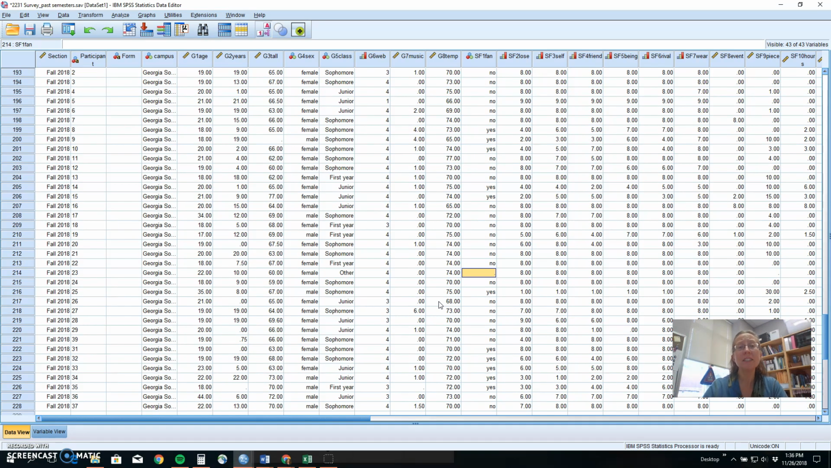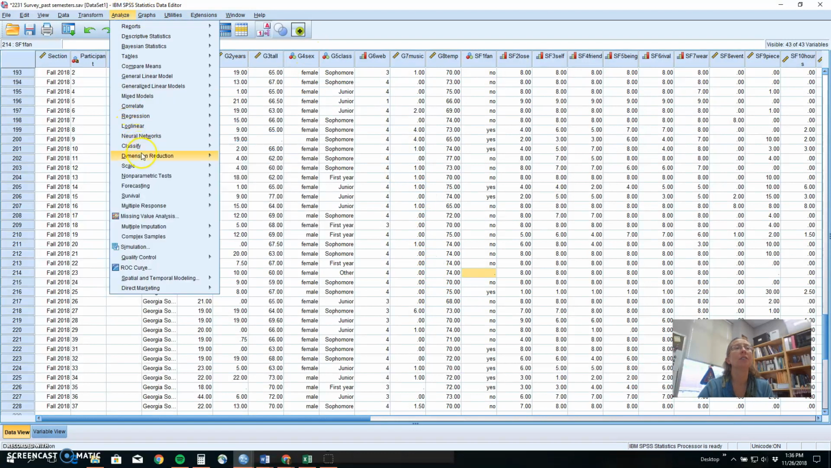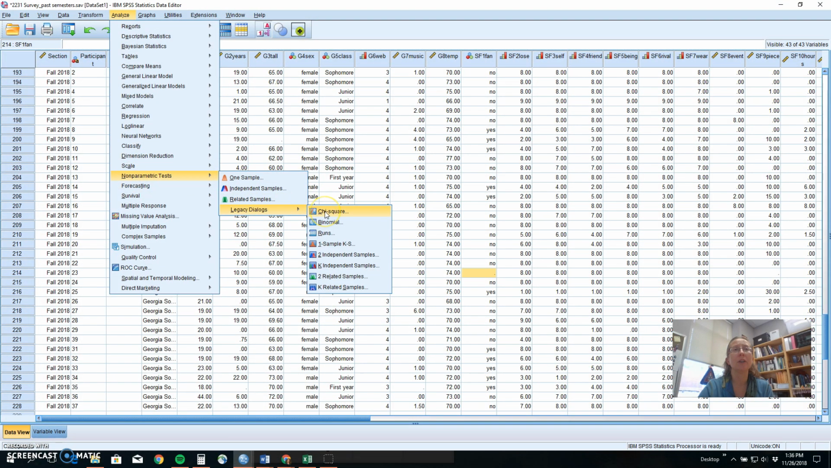So let's take a look at SPSS to figure out chi-square test of independence. You may remember that when we did a chi-square goodness of fit test, we came down to non-parametric tests, legacy dialogues, and chi-square. But the really interesting thing is we cannot do the other kind of chi-square here. This will work for a single variable if we wanted to look at the counts and see if there was differences in something's popularity.